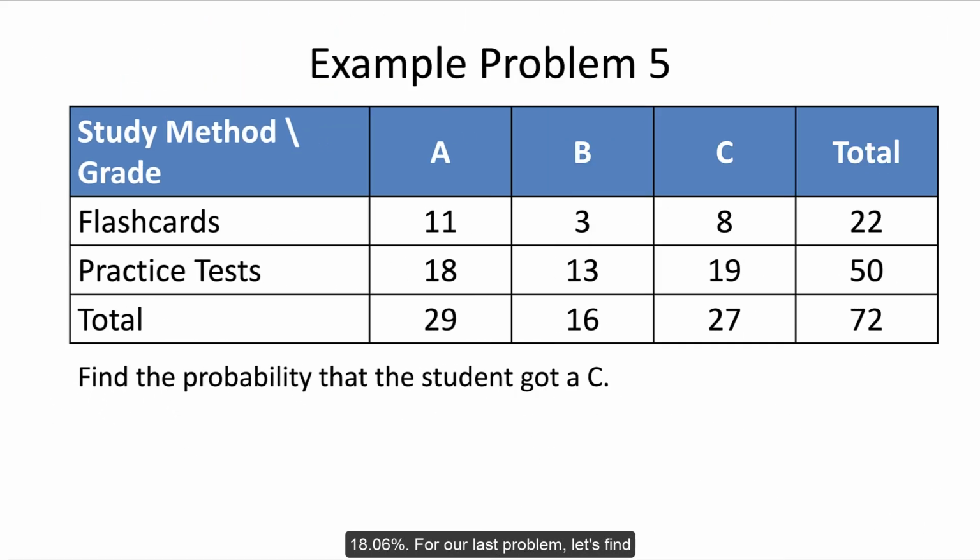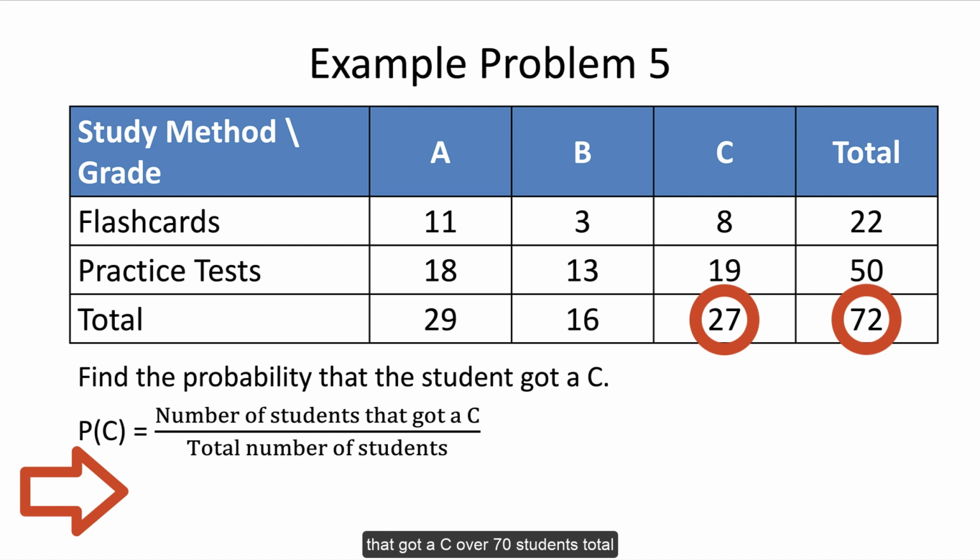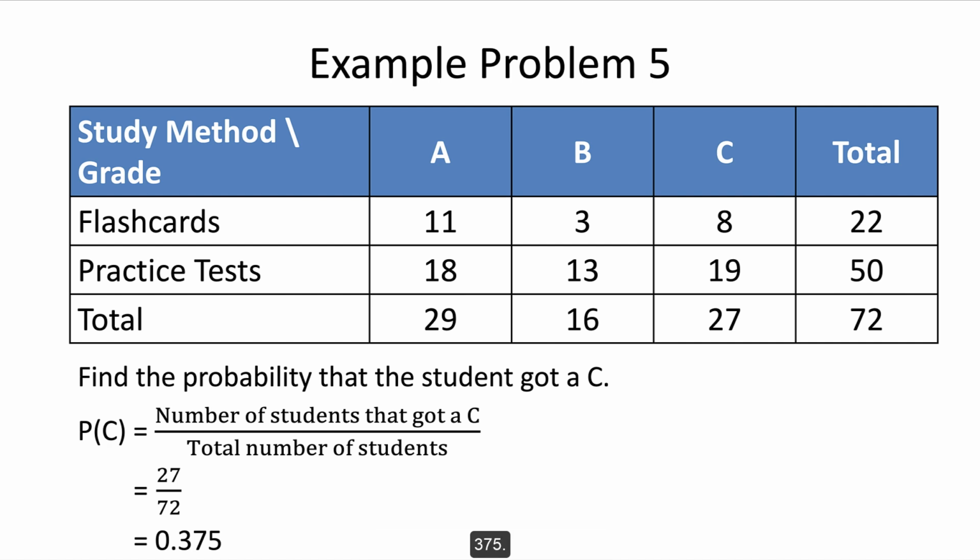For our last problem, let's find the probability that a student got a C. In this case, we do not care about preferred study method. So to find this probability, we're looking for the total number of students that got a C over the total number of students. It looks like there were 27 students total that got a C over 70 students total in the survey. As a decimal, this would be 0.375. As a percentage, that would be 37.5%.